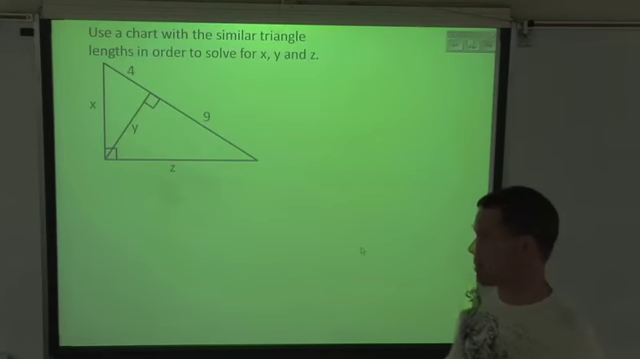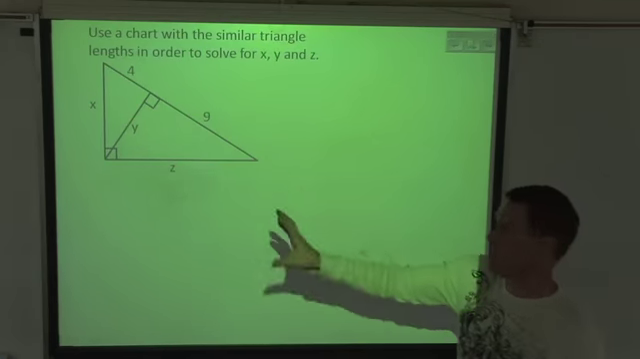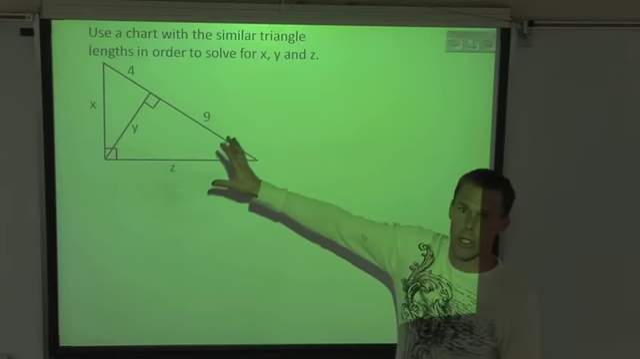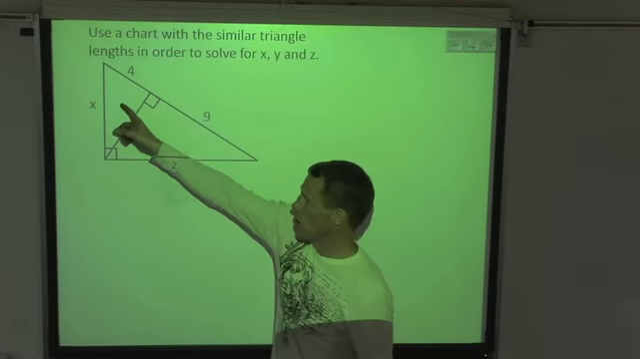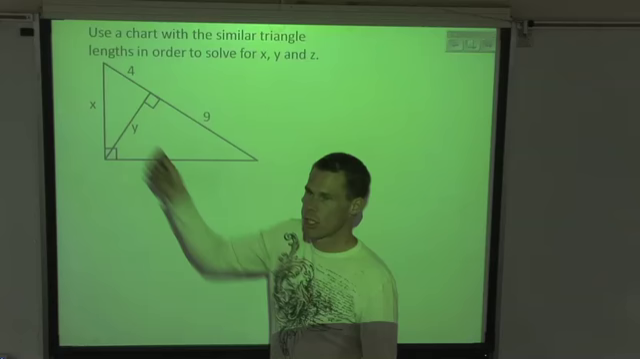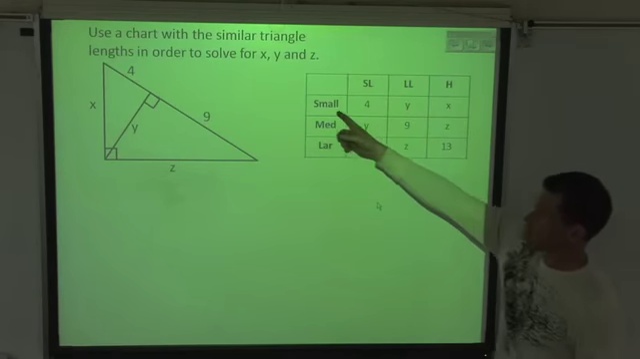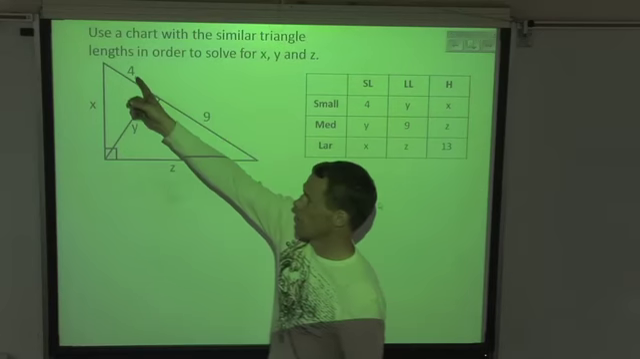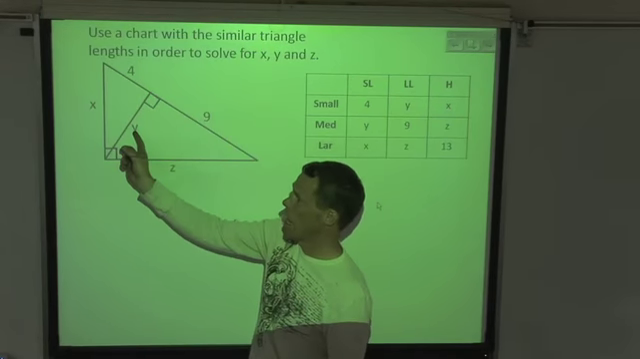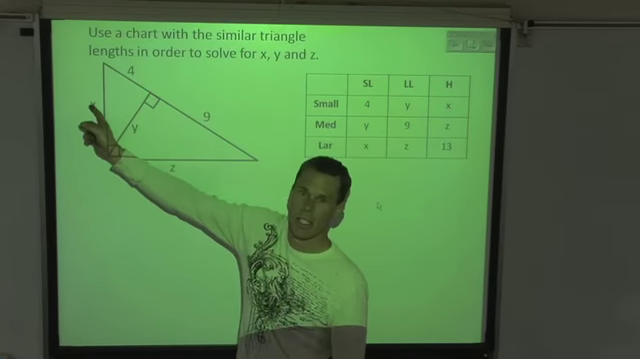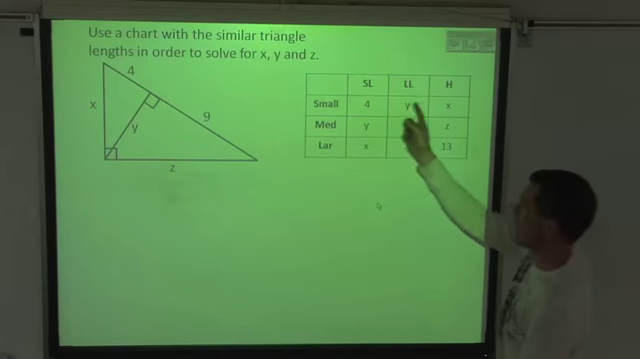Let's do one example and be done. So now we're not going to separate the triangles. Instead, we're going to use the chart. Small triangle, medium triangle, large triangle. Here's the chart. In the small triangle, the short leg is 4, the long leg is y, and across from the 90 degrees is the hypotenuse, x.